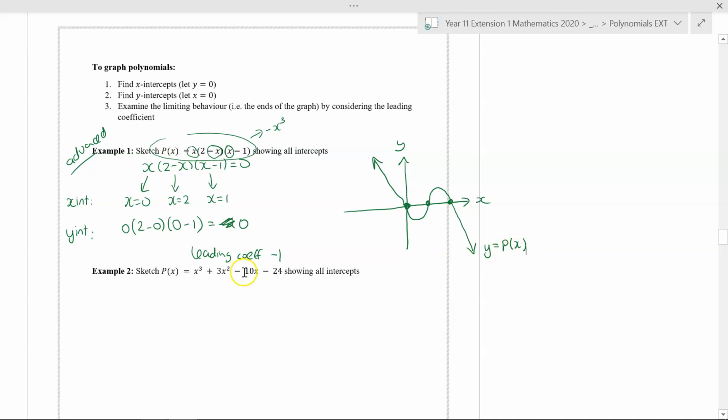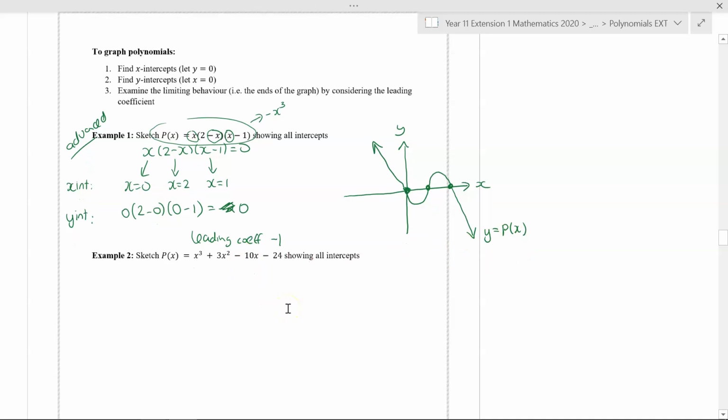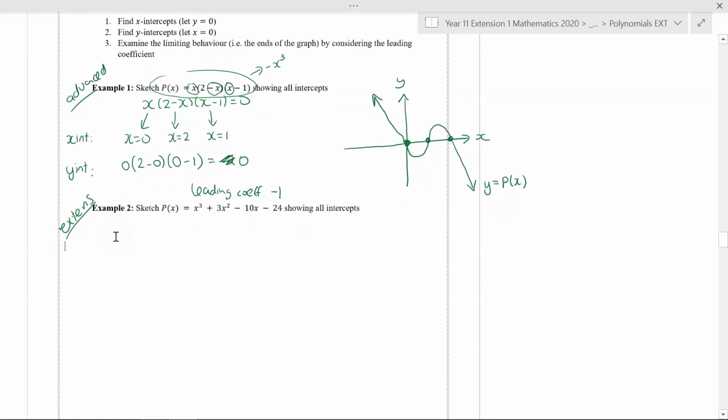Okay, let's have a look at another one that is not factorised. So now this is an extension problem. So our first step is, again, find the x-intercepts. Let y equal 0. So I'm going to go x cubed plus 3x squared minus 10x minus 24 equals 0. I now need to solve that polynomial. So we know our steps. Guess a factor, long division, then factorize the remaining quadratic.